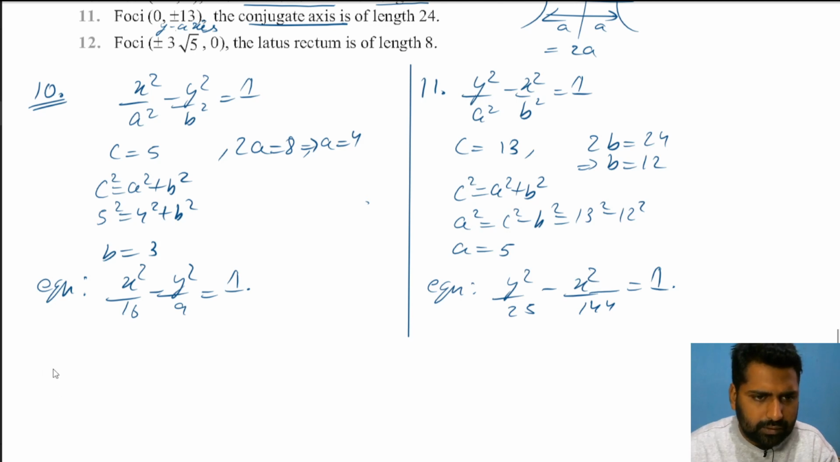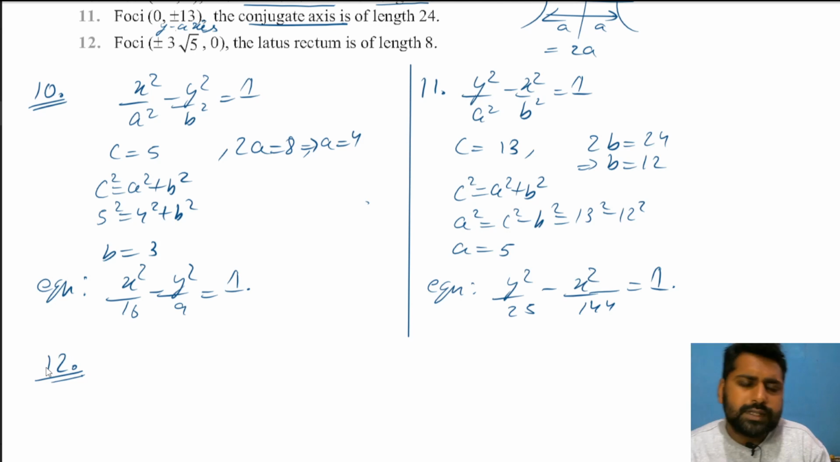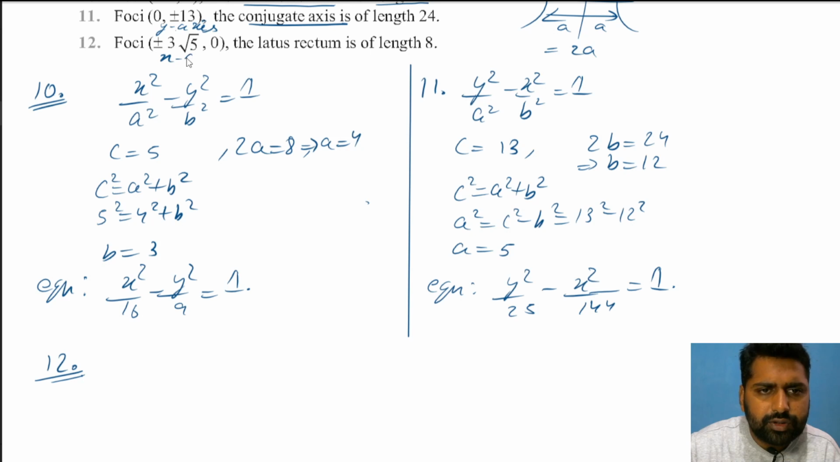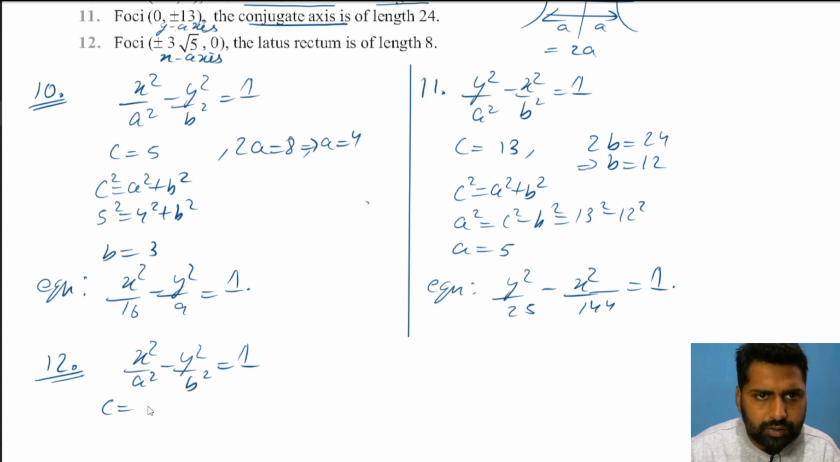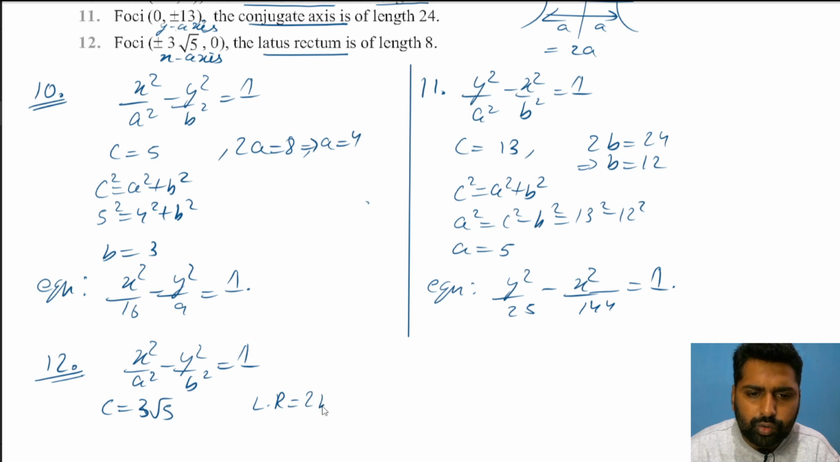12th. The 12th question says that the focus is at plus minus 3 root 5. Again, the main thing you should look for is the x-axis. If the focus is on the x-axis, that means we'll use the equation x square by a square minus y square by b square equal to 1. c is given to you as 3 root 5. This time latus rectum is given to you. So latus rectum is 2b square by a, that's 8.